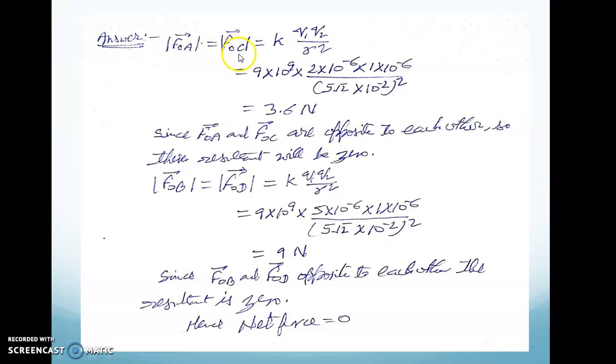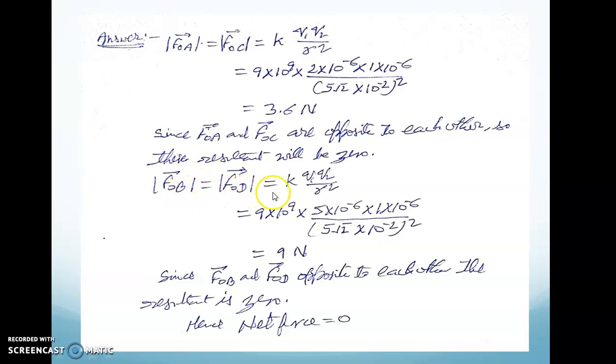Magnitude of FOA equal to FOC is K Q1 Q2 by R square. Now we have to substitute the values: K is 9 into 10 to the power 9, Q1 is 2 into 10 to the power minus 6, Q2 is 1 microcoulomb, divided by R square. R square is half of the diagonal in meter square. This is 3.6.